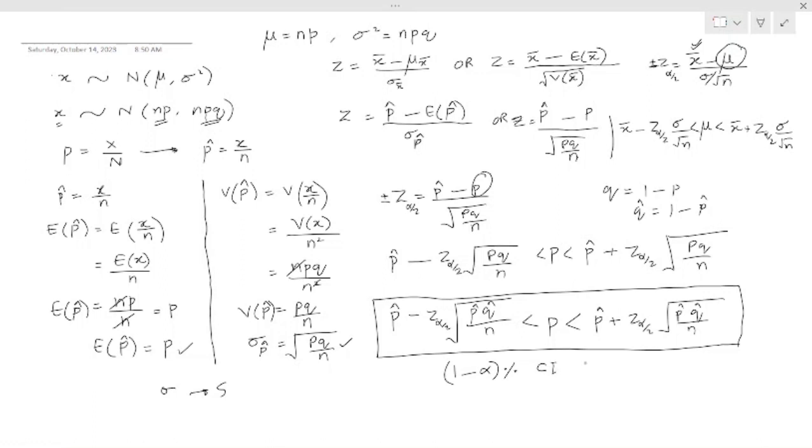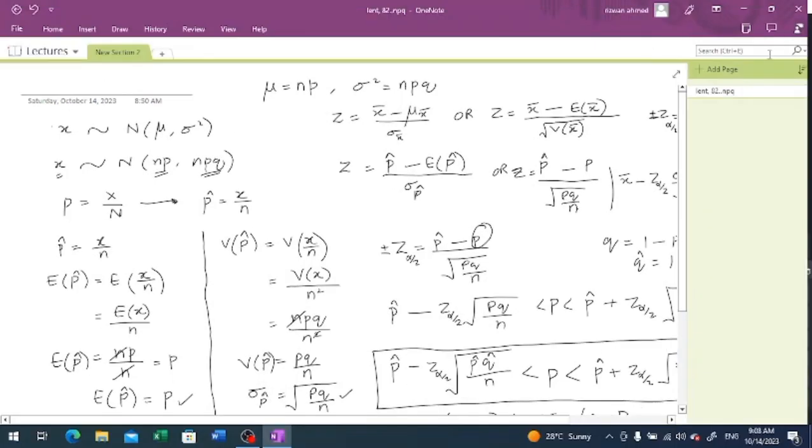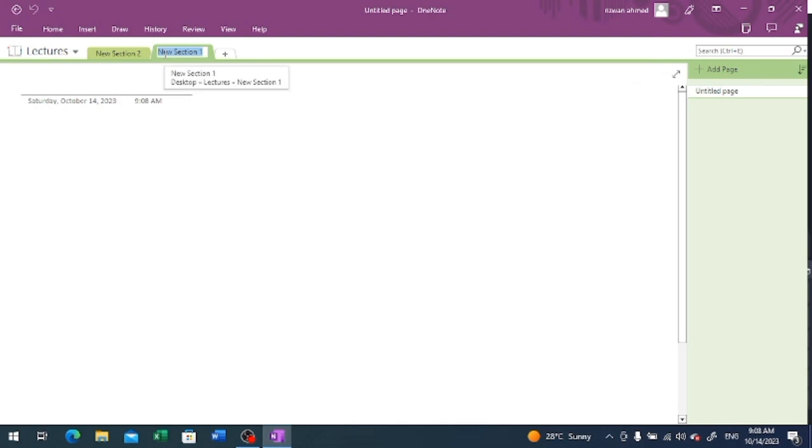CI, confidence interval for population proportion P. Now, how to use this formula and when to use this formula? I am going to give you an example. Let's suppose we are interested in determining the minimum percentage and maximum percentage of people that are earning an income below, let's suppose, 30,000 rupees a month.